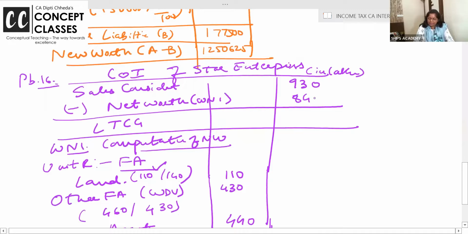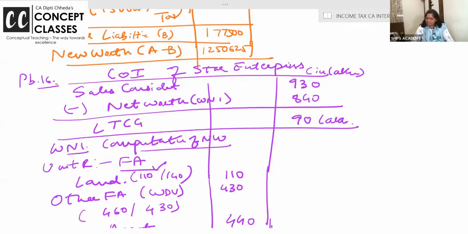If I take 840 here, how much is my capital gain? Don't put it in brackets, it's a gain. 930 minus 840, 90 lakhs is the long-term capital gain. And how did we decide, dear students, that it is long-term capital gain? How will you decide it is long-term only? Because land and building are held for more than 2 years. Here they are doing the business since 2008, so quite a long period, and it is long term.